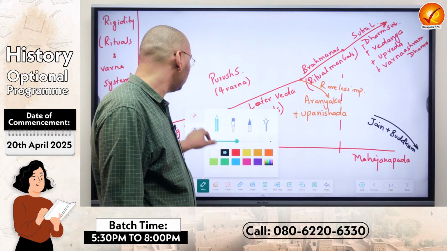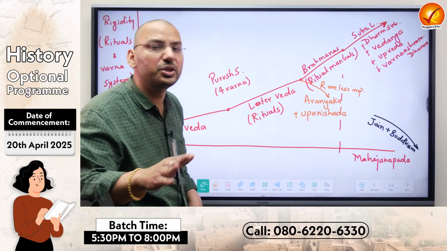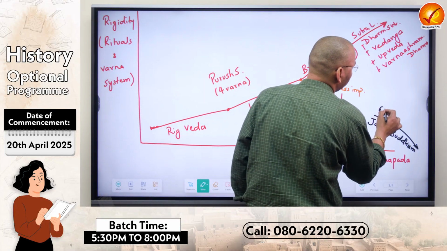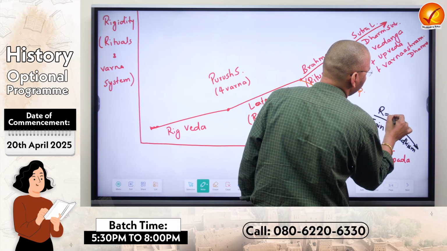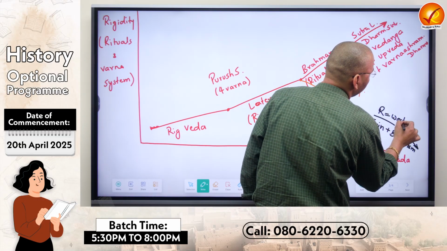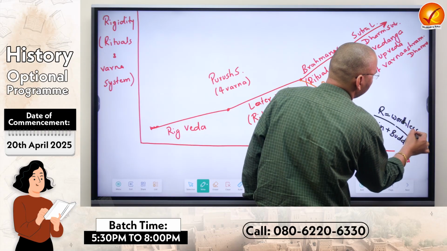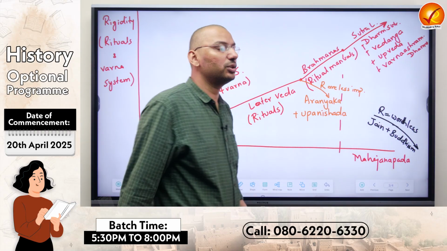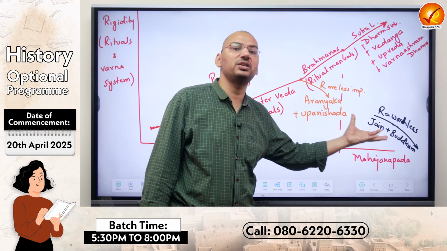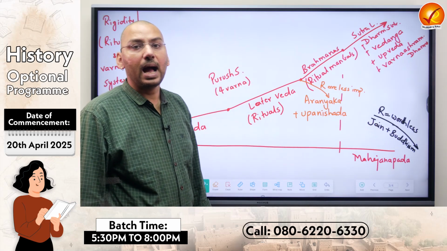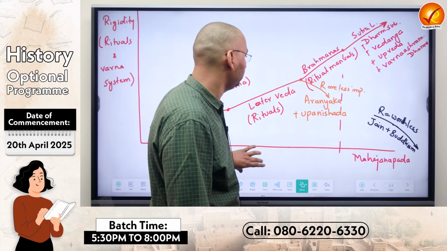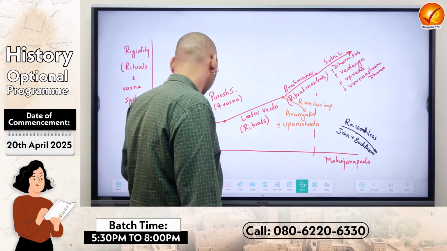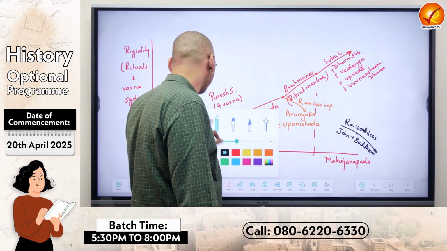Jainism, Buddhism say rituals are rubbish, absurdity, worthless. So two types of reactions. One from within the Vedic fold, one rejecting the Vedic fold. They are different. This is the Brahmanism as we say.